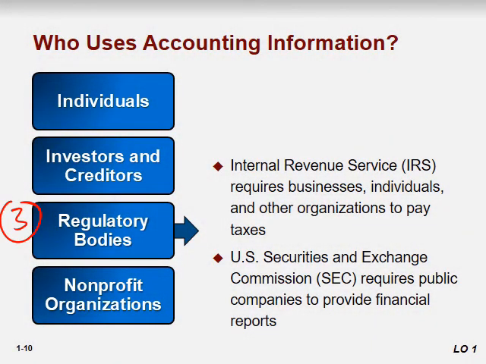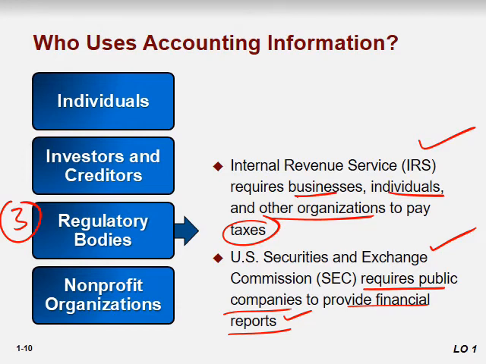The third one is the regulatory bodies, all kinds of regulatory bodies like the IRS and SEC. They also use accounting information in decision making. The IRS requires businesses, individuals, and other organizations to pay taxes. Accounting information is used here because individuals earn money and have to pay taxes. Businesses earn profits, and you have to provide the information, and they look at how much you are required to pay in taxes. Similarly, the Securities and Exchange Commission requires public companies to provide financial reports. When they provide financial reports, they are also using the accounting information.